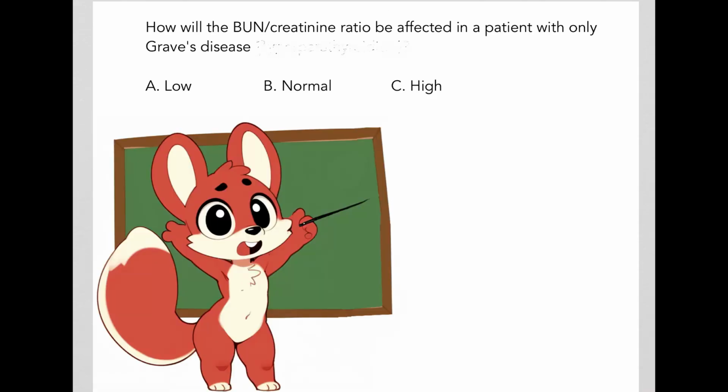So using the same reasoning as we did for other conditions, what do you think will happen to the BUN creatinine ratio in a patient that has only Graves' disease? So Graves' disease is one of the most common causes of hyperthyroidism. Okay, high levels of thyroid hormones in the bloodstream.